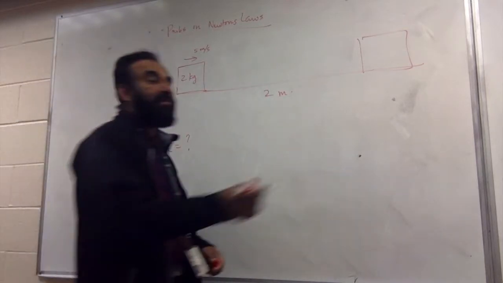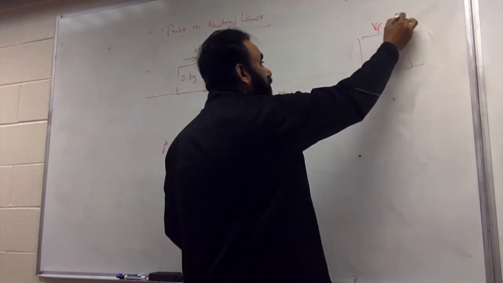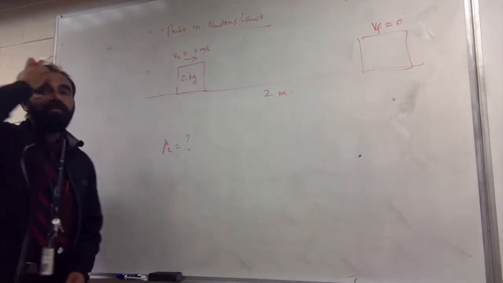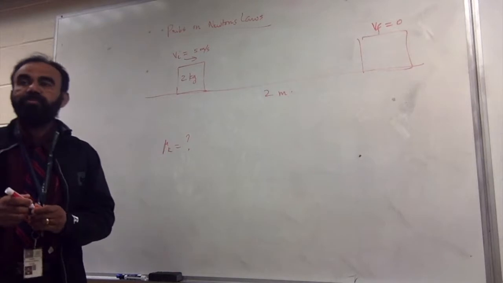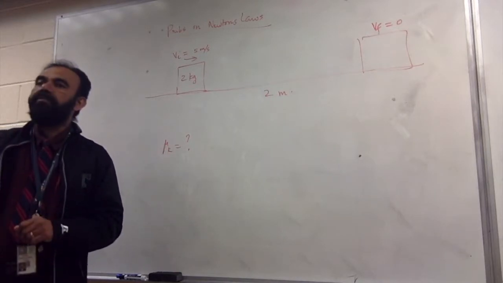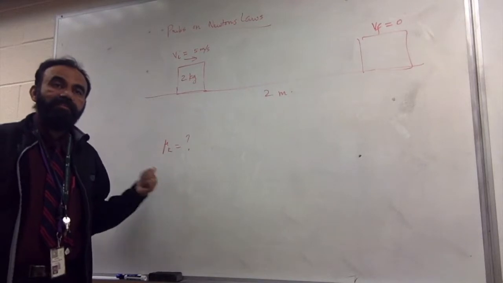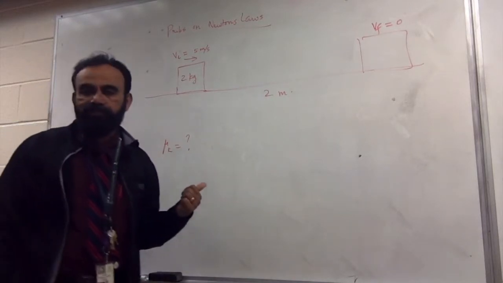Stop means what? Final velocity is? And that's your initial velocity. And I'm saying that it stopped 2 meters away. So the question is, what is the coefficient of kinetic friction?